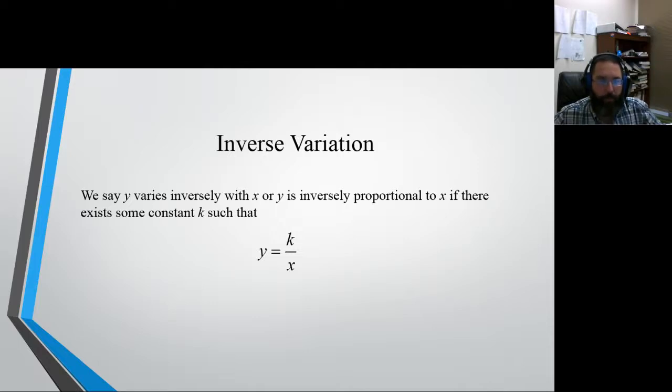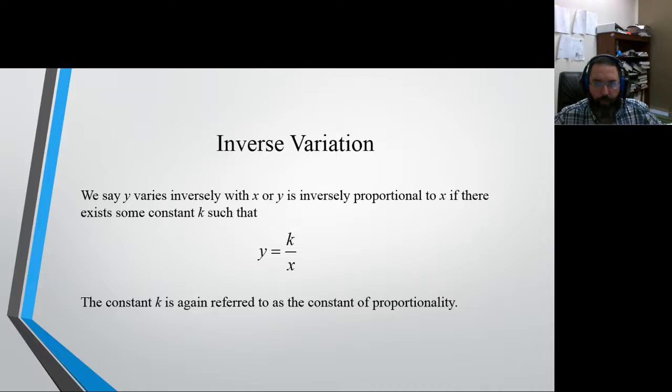One thing to note, with direct variation, if x got bigger, y would get bigger. And if x got smaller, y would get smaller. With inverse variation, they're going to go in the opposite directions. So as you make x bigger, this fraction over here, as its denominator gets bigger, its value gets smaller. So as x gets bigger, y gets smaller. And as x gets smaller, if you make the denominator smaller, y will get bigger. Again, the constant k is referred to as the constant of proportionality.